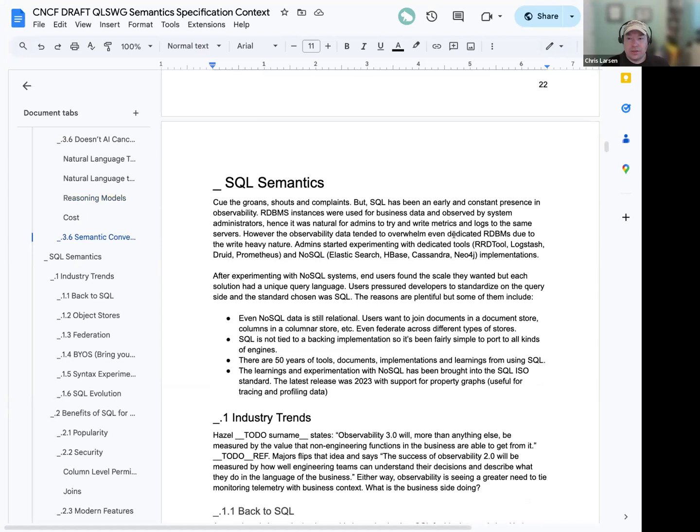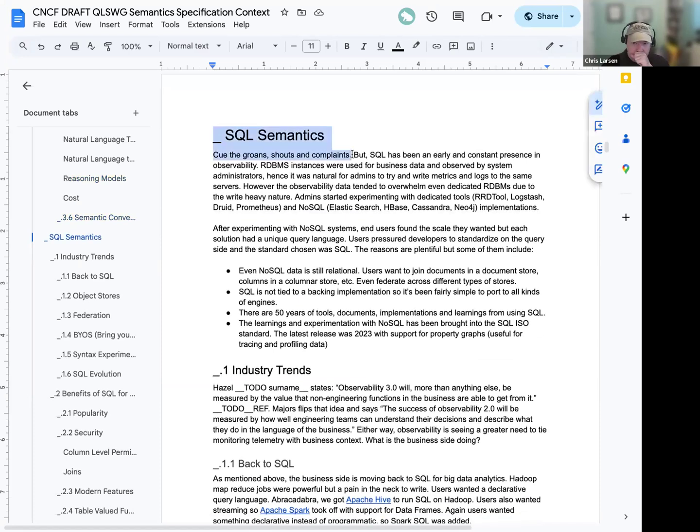So that leads to the recommendation. Why reinvent the wheel when we already have SQL semantics that everybody seems to be going back to after trying NoSQL, graph databases, everything like that. Everybody's coming back to SQL, the industry standardizing on it, the data industry, that is. So the recommendation here is to follow SQL semantics. I think next session we can dig into that some more.